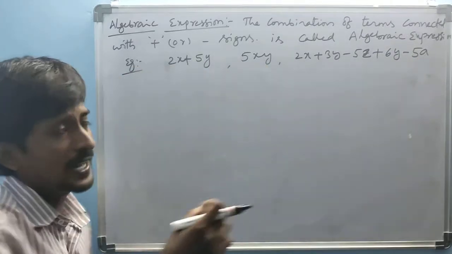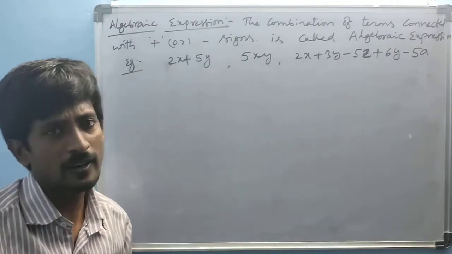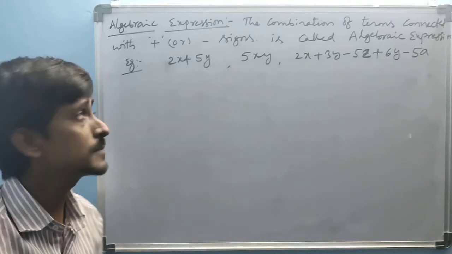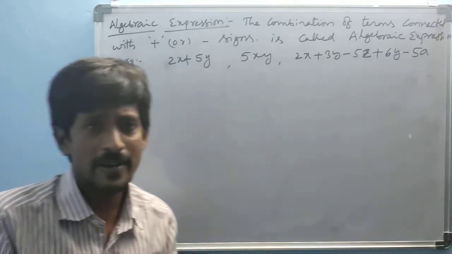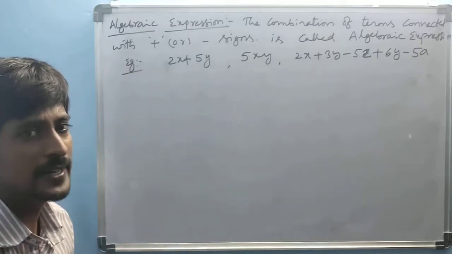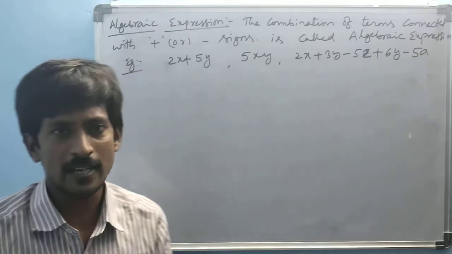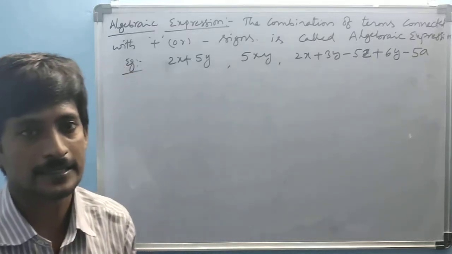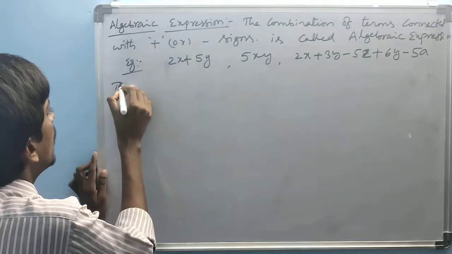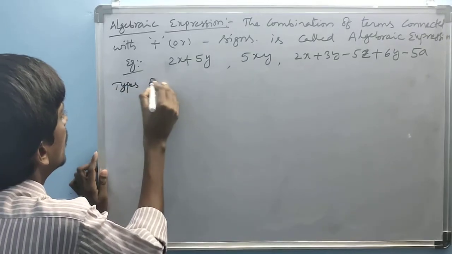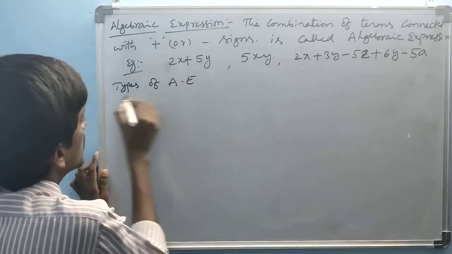An algebraic expression contains a number of terms. One term is an algebraic expression, two terms is an algebraic expression, three terms is an algebraic expression, 5 terms is an algebraic expression, 100 terms is also an algebraic expression. Okay. Now, types of algebraic expressions.